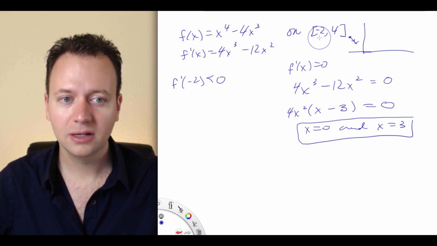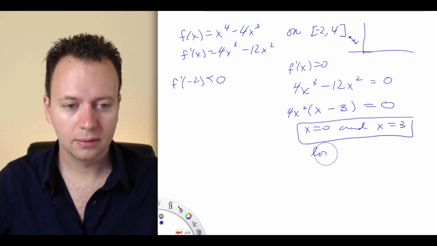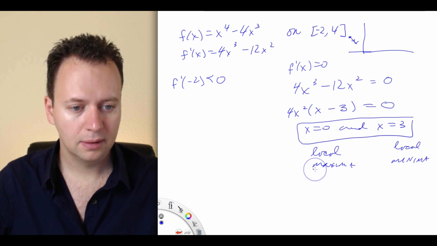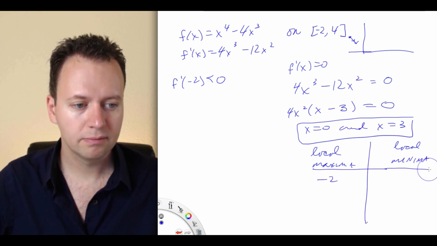So -2, local maxima, local minima. So we'll put -2 as a local maximum.